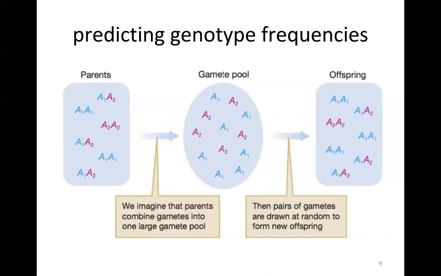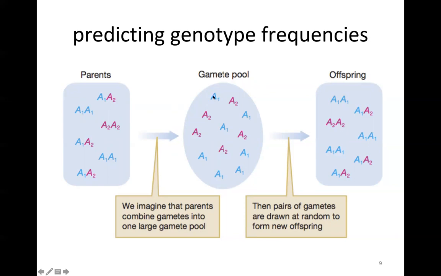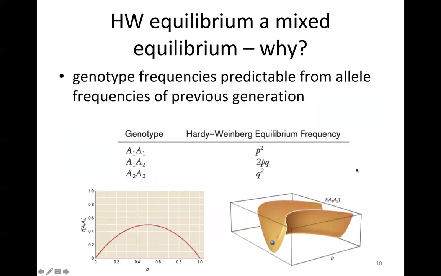This model, with the assumptions we discussed, allows us, given the allele frequencies of the previous generation, to calculate the genotype frequencies of the next generation. And that will be this formula that you already know from high school. So homozygous individuals A1 will occur at the frequency of p squared, and A1, A2 heterozygous will occur at the frequency of 2pq. Why 2pq?